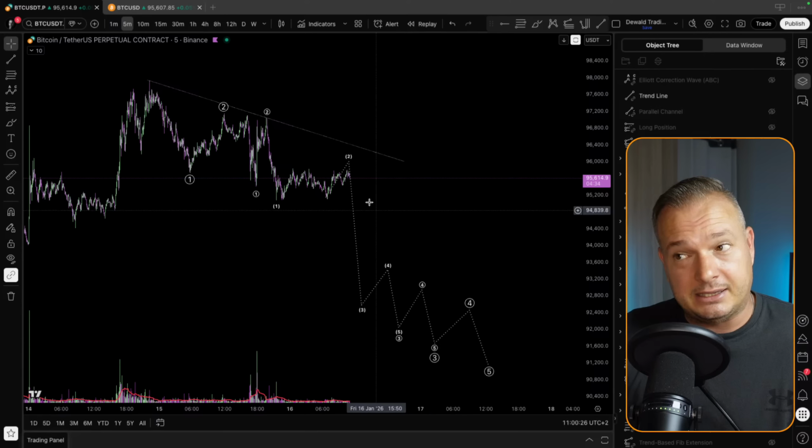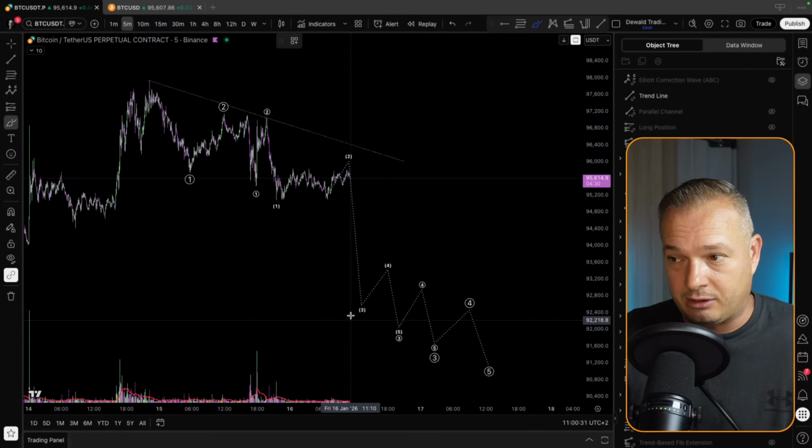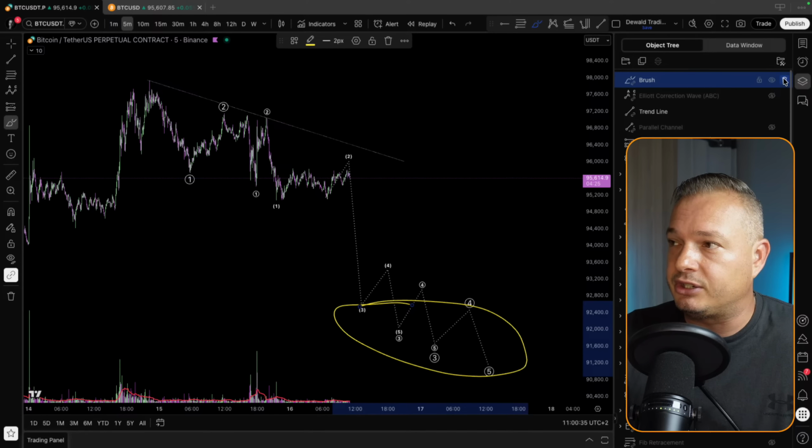Okay. And I can tell you now, if it does play out, I know exactly how to trade and look for longs inside of this zone. And they are one of my favorite structures to trade.